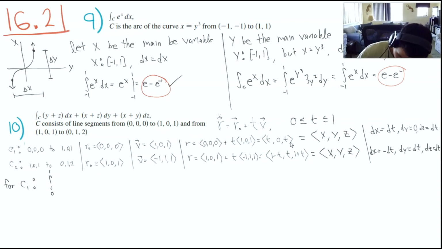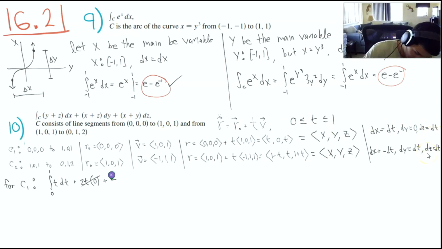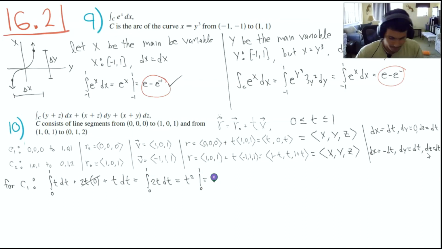T dt. X plus z is t and t, which is 2t. Dy is dt. Oh, dy is 0. Look at that. X plus y, x is t, y is 0. It's just t times dz, which is dt. It's t dt. I'm going to make this look a little bit better. The integral from 1 to 0 of 2t dt is t squared from 1 to 0, which is equal to 1.